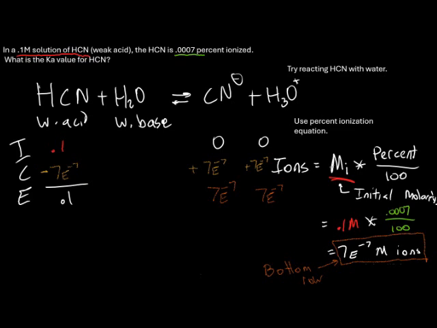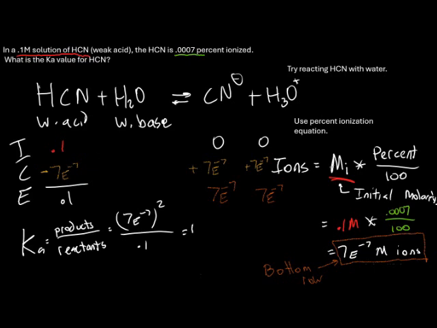Based on this, we can write a Ka equation, because Ka will equal our products divided by our reactants. Our products are going to be 7 times 10 to the negative 7th, and since we have 2 of them, we'll write squared on top, and on the bottom we'll have 0.1. Then we can place these numbers into a calculator. For our answer, we will get 4.9 times 10 to the negative 12th. That will be our Ka value for HCN. And so this is our final answer for this problem.